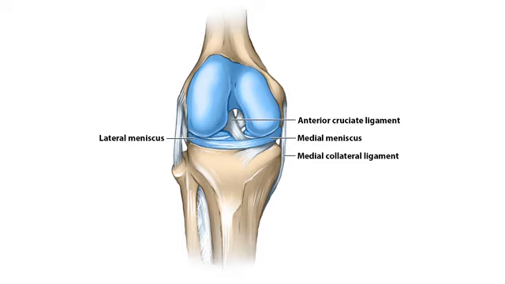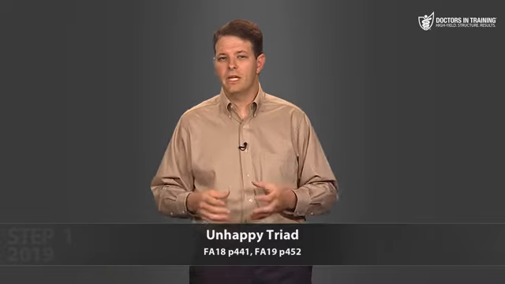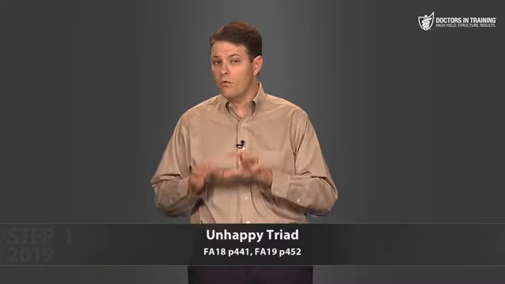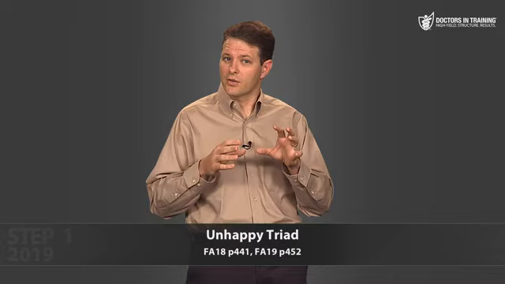MCL, ACL, and a tear of either the lateral or medial meniscus. Unfortunately, the medical literature is an absolute jungle of contradictory, authoritative statements about which meniscus should be included in the unhappy triad. When Dr. O'Donoghue described this triad back in 1950, he included the medial meniscus. So for about 40 years, that's what doctors learned.